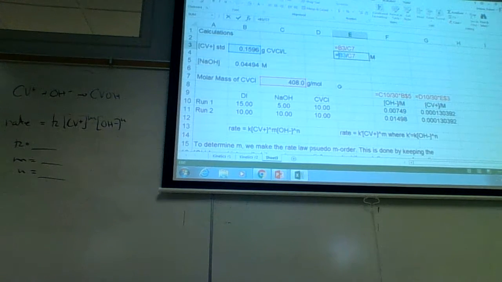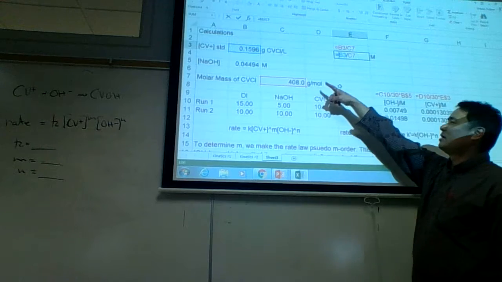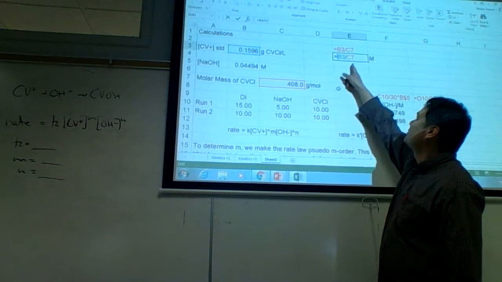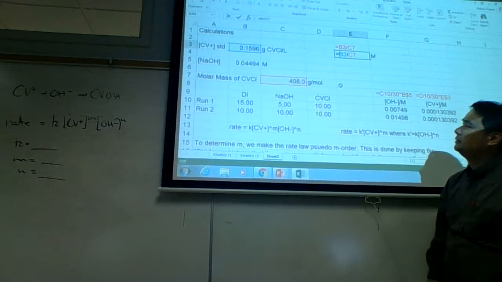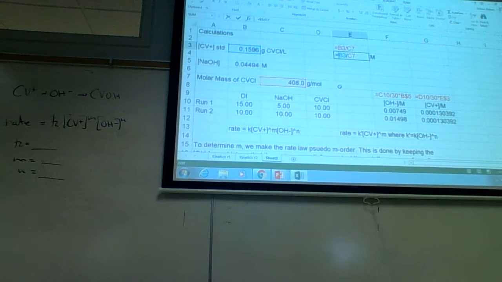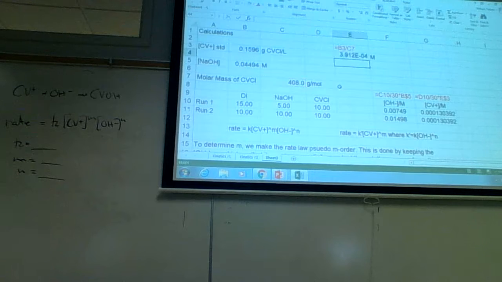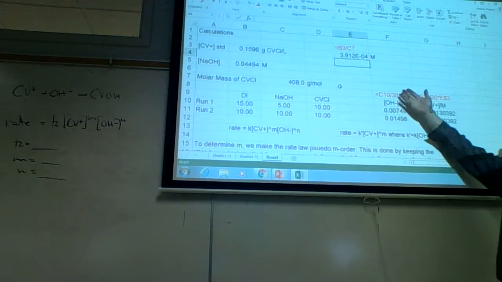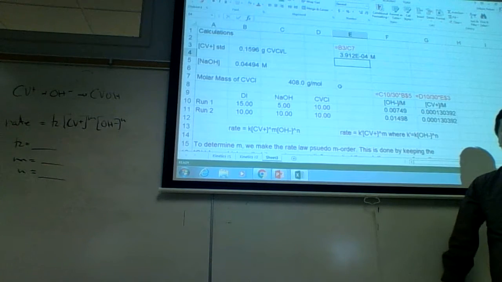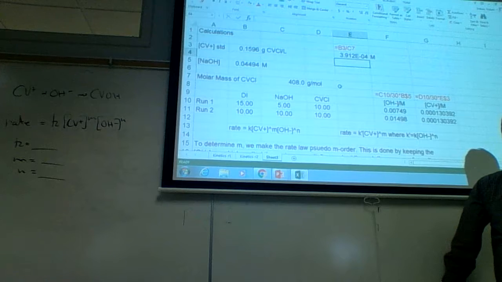So in calculating the molarity, it's just taking the grams divided by the molar mass and getting the moles. The volume doesn't change on the molarity. That's 10 to the minus 4 molar. It's actually quite small, a very low concentration. How come we're using such a low concentration? Do you know why?